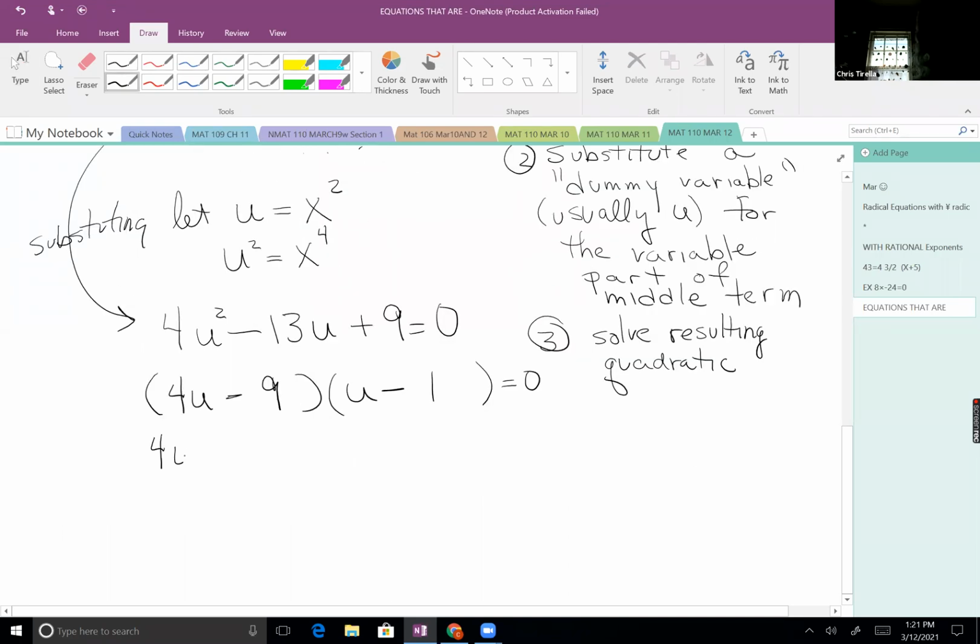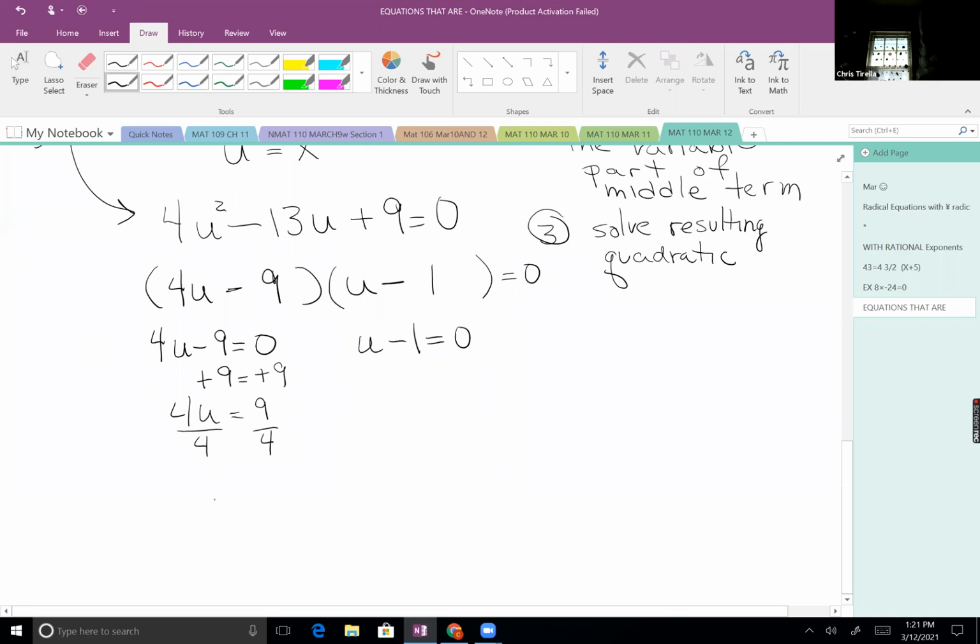So I get 4u minus 9 equals 0, or u minus 1 equals 0. On the left, I'll add 9 to both sides. 4u is 9. And then dividing, I get u is 9/4. On the right-hand side, I'll add 1. And I get u is 1. Yay, we've got solutions.